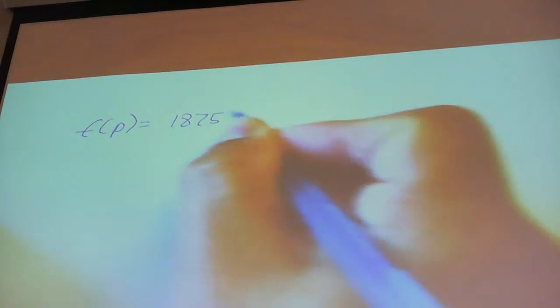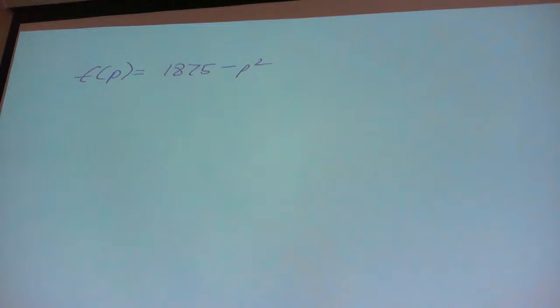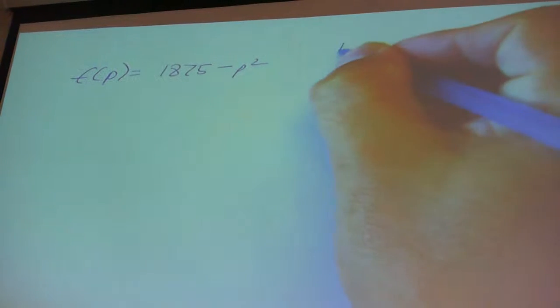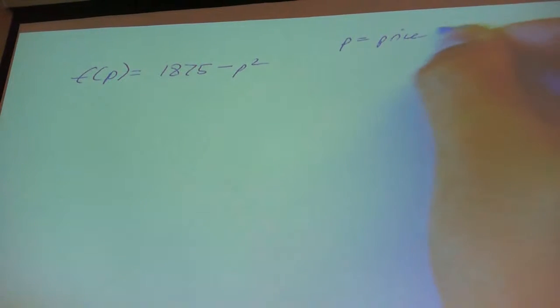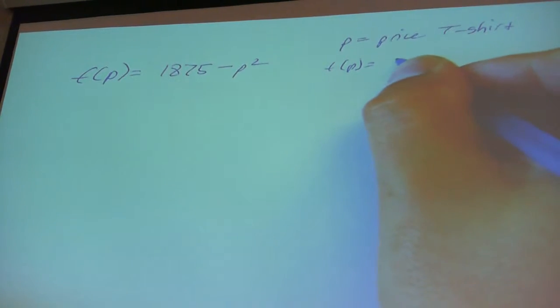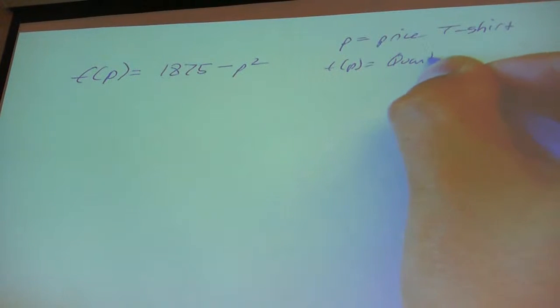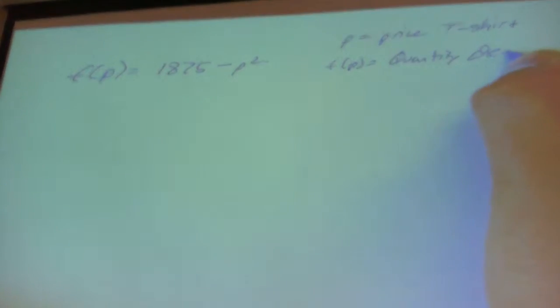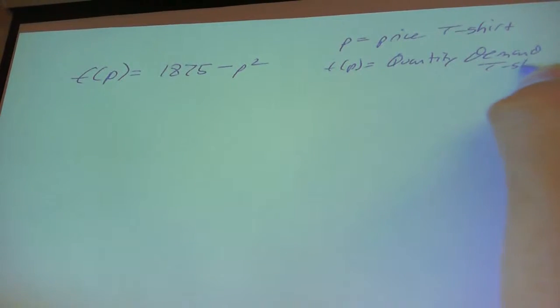So f of p equals 1875 minus p squared. P is the price of a t-shirt. F of p, which is also x, is your quantity demand for the t-shirts.